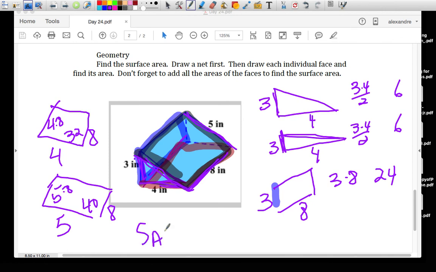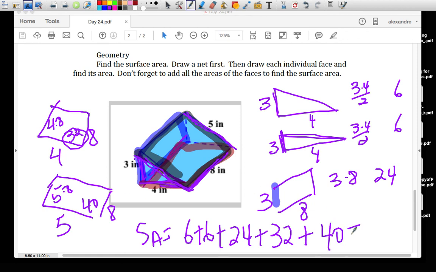And the surface area, you have to add them up. It's the 2 6s plus the 24 plus the 32 plus the 40. And I have no idea what that is, so let's just add it up. Clear, 6 plus 6 plus 24 plus 32 plus 40 equals 108 inches squared. Okay, easy enough. That's surface area. Stop.